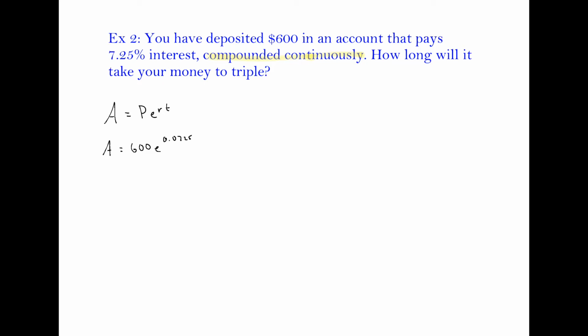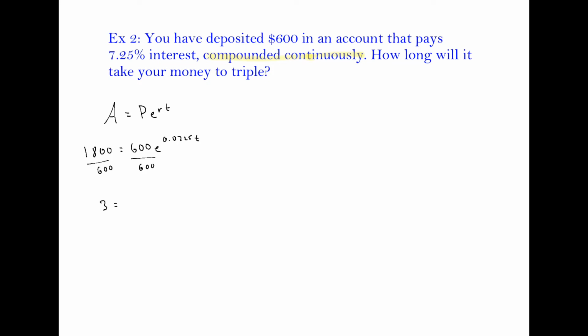How long will it take our money, so we don't know the time, to triple? So if we started off with 600, to triple would give us 1800. So we need to solve this equation for t. It's an exponential equation. Our variable is in the exponent, so we need to isolate the base, and then we'll use logarithms to solve. So we'll first divide by 600.